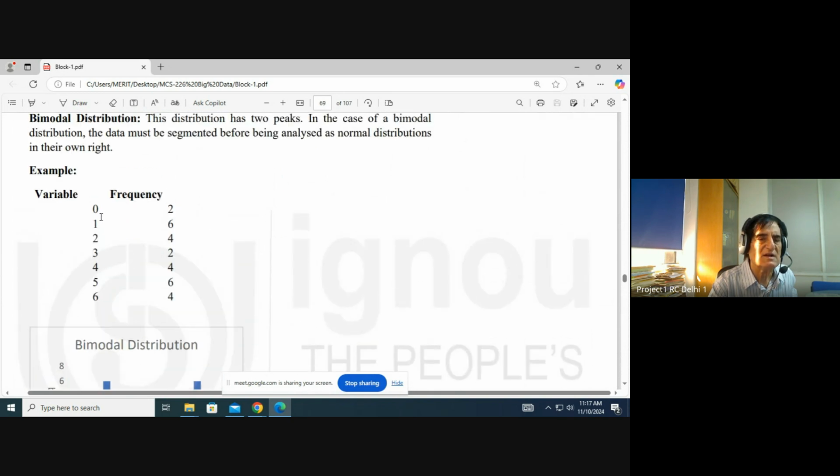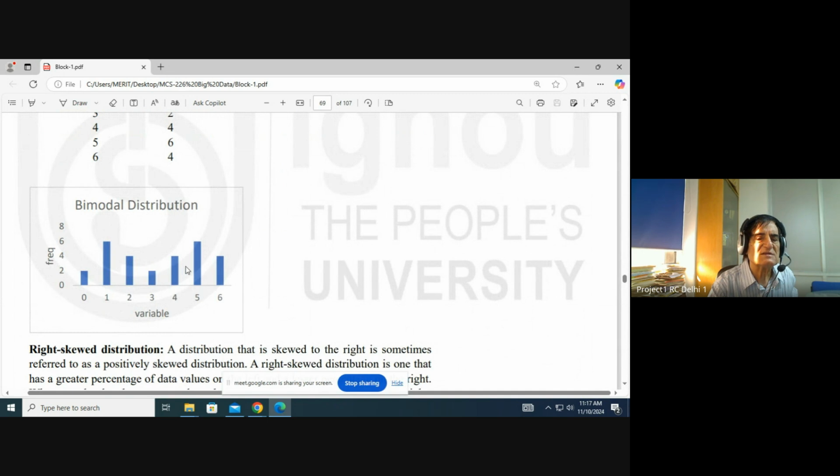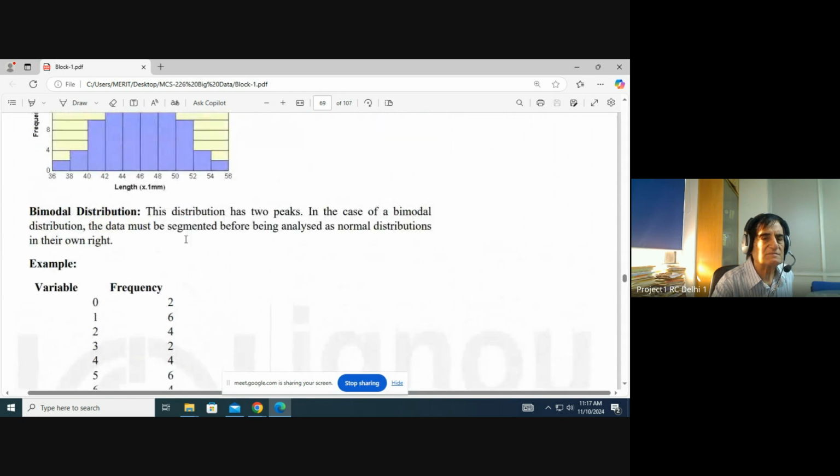Same distribution, frequency 0, 1, frequency 6, 2, frequency 4, 2, 4. There are 4, 4, and 6, 6. So this is a peak, this is a peak, and this is the second peak. So that's 6, 6, 4, 4, and then 2, 2. This is also 4, but the peaks are 6, 6. So there is the bimodal, double peak. The distribution has two peaks.